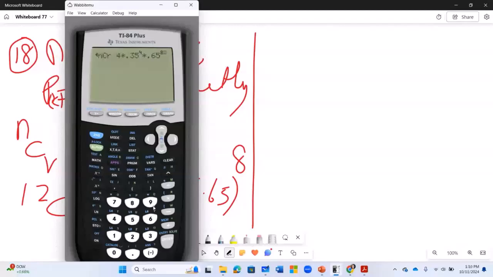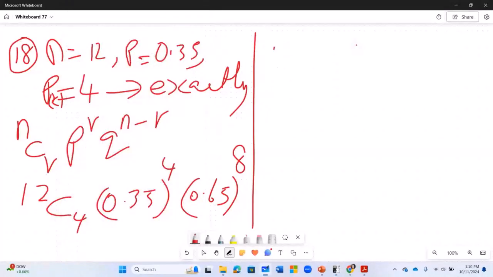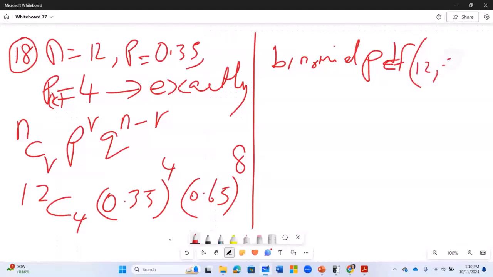Do it also by short form. So what I'm going to do is, let's see, I am going to find binomial probability, binomial PDF. Now n is 12 and p is 0.35 and X, the random variable, is 4. So I'll get my calculator and find it.